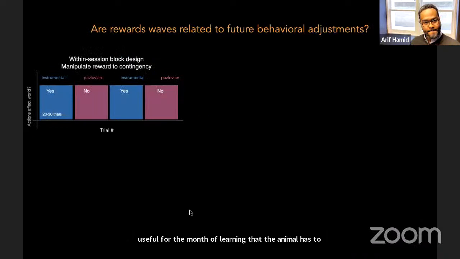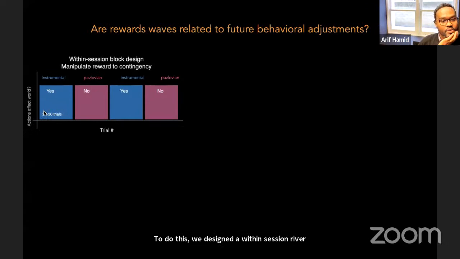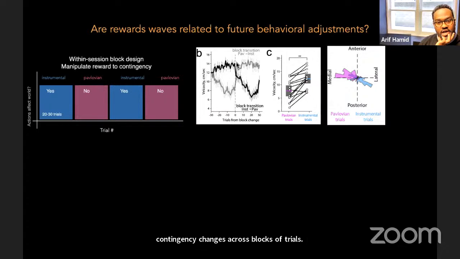To do this, we designed a within-session reversal block design that the animal cannot predict, so the contingency changes across blocks of trials. And these animals indeed report behaviorally, in the amount that they run, that they are able to detect these block boundaries, where they tend to run more in instrumental trials and not in these Pavlovian trials.